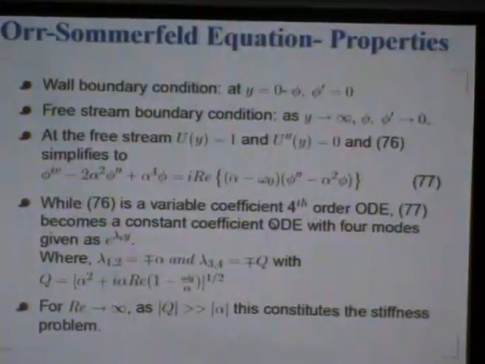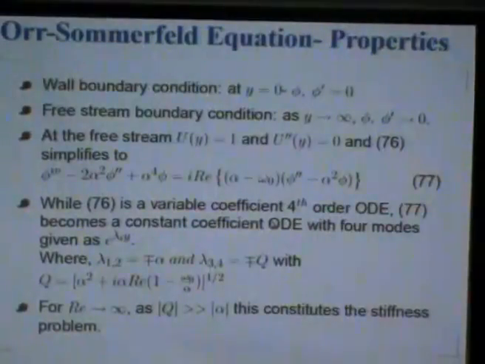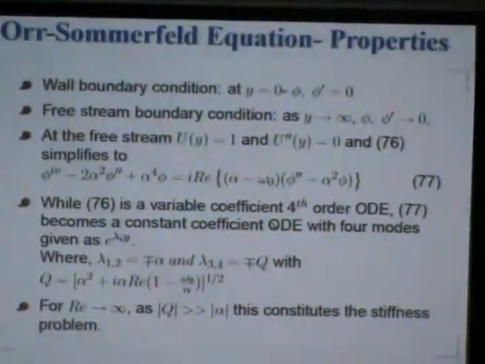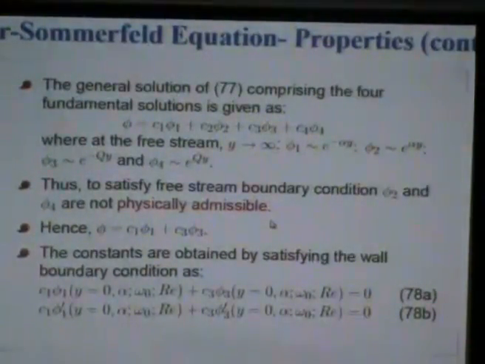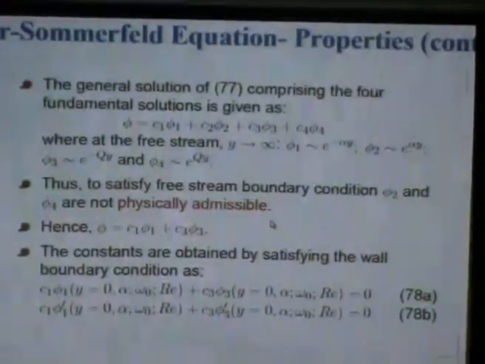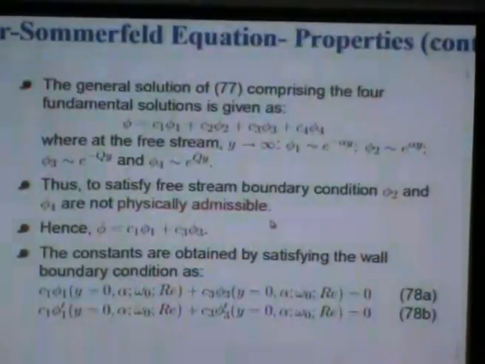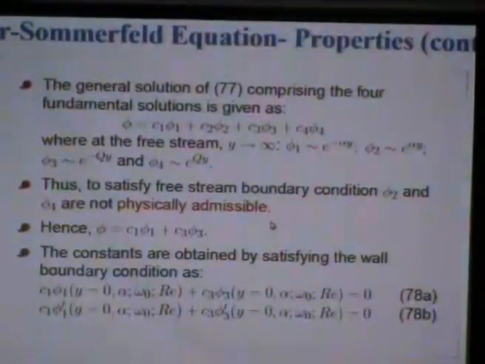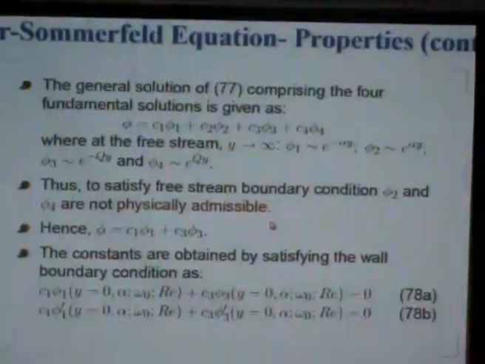So, that is why I chose this particular example to show you all the subtle issues involved in solving stiff equations. So, what you do is, of course, you write down the fundamental solutions in terms of all those 4 quantities. Those are possible mathematically, but out of those 4 we have seen in the free stream this phi 2 and phi 4 grow with y, and they have to be removed. So, they are not physically admissible.